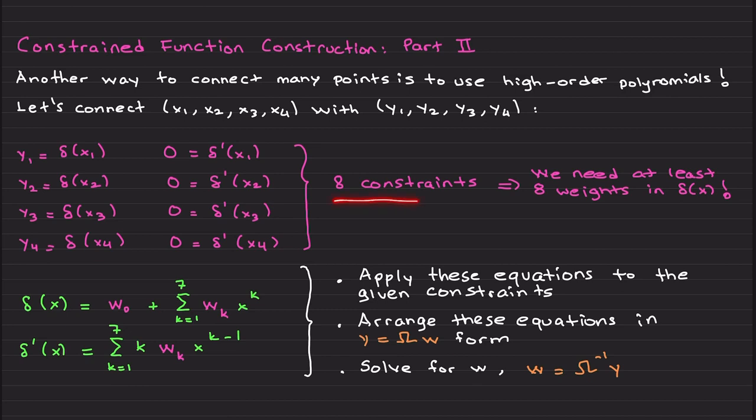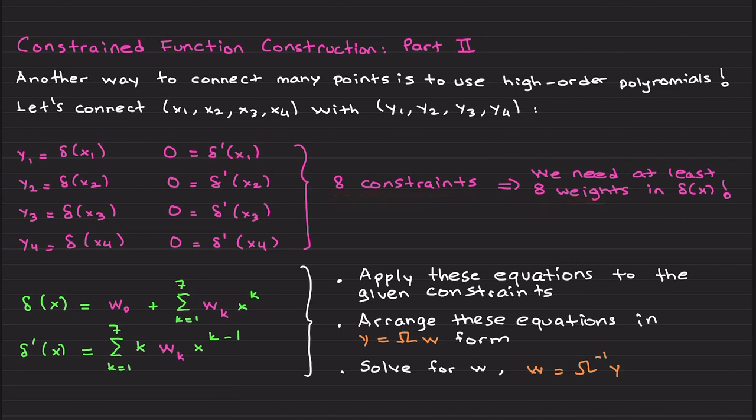So we have 8 constraints and we need at least 8 weights in delta. In this case, I am going to consider this polynomial delta, which has a bias term w0, and then from k equals 1 to 7 you have w1, w2, w3 all the way up to w7 multiplying x to the power of k. So total 7 weights and one more, you have 8 weights. I mentioned in the previous video, if you have 8 constraints, you need 8 weights.